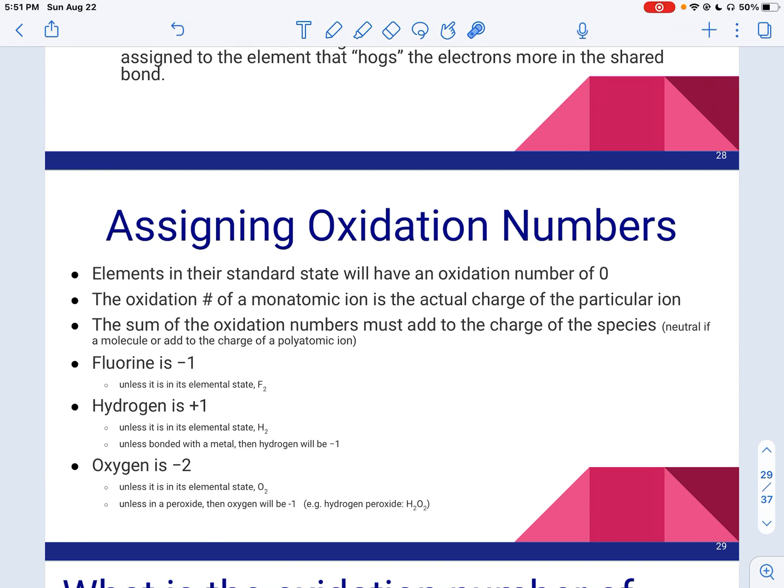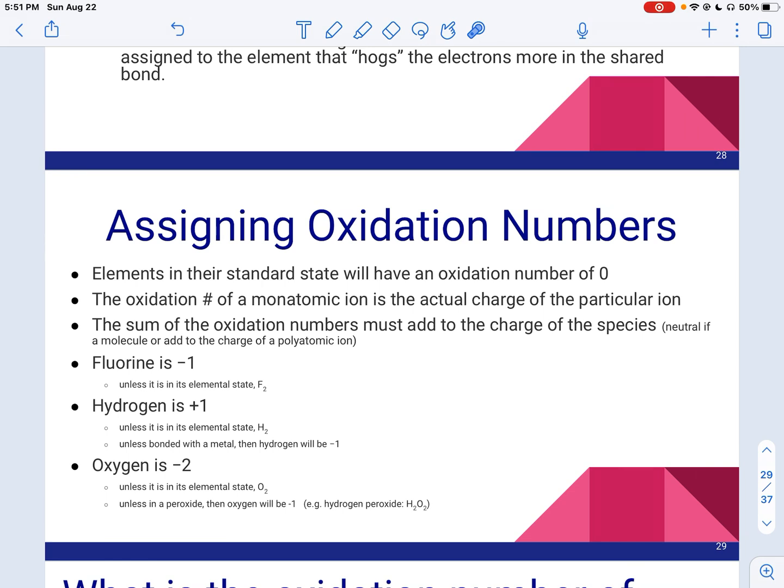Okay, so elements in their standard state, so that just means as an element. So usually that would mean just one, so like Al is in its standard state. Cu is in its standard state. But if it's a diatomic, like Cl, it would be Cl2 or H2. Okay, so standard state just means it's elemental form. It will always have an oxidation number of 0.